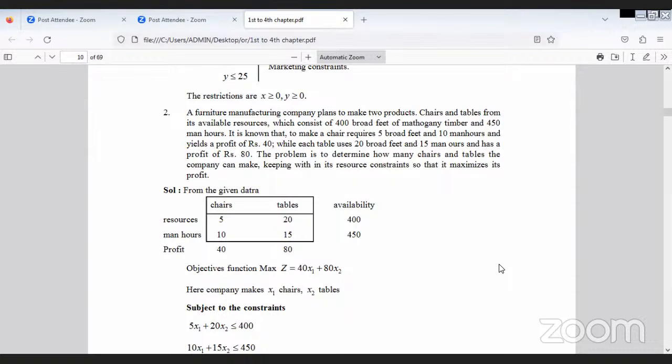The problem is to determine how many chairs and tables the company can make, keeping within the resource constraints, so that they maximize the profit.